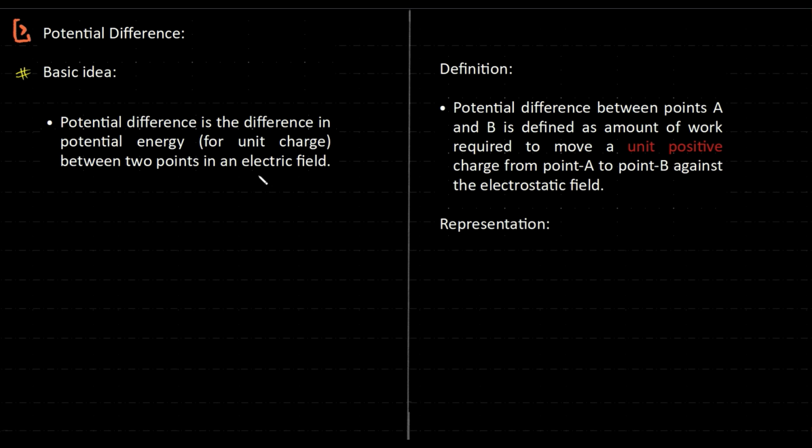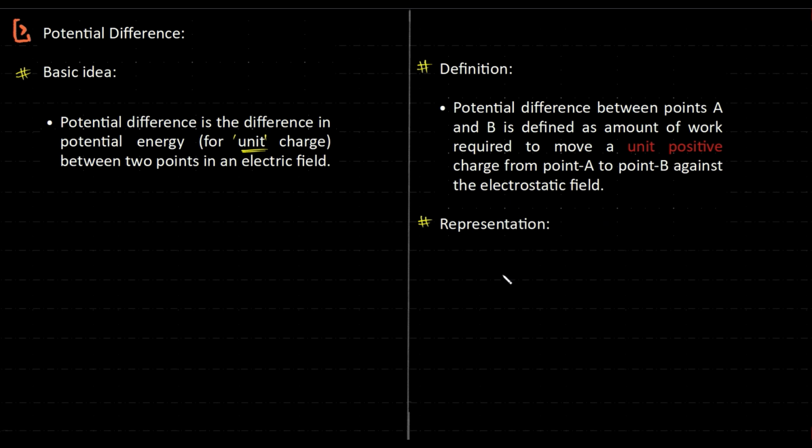So potential difference is the difference in the potential energy between 2 points in an electrical field, working with 1 unit, or plus 1 coulomb, of charge. As a definition, the potential difference between points A and B is the amount of work required to move a unit positive charge from point A to point B against the electrostatic force.